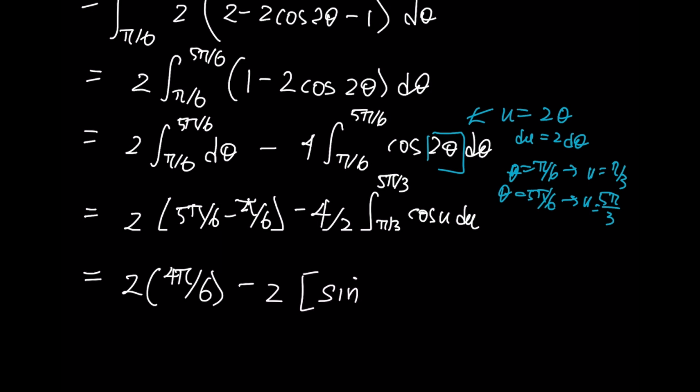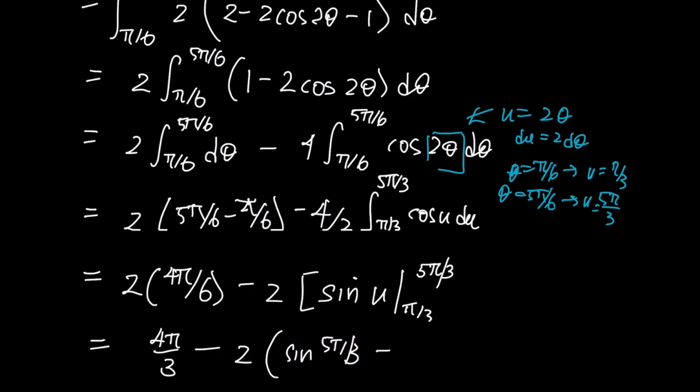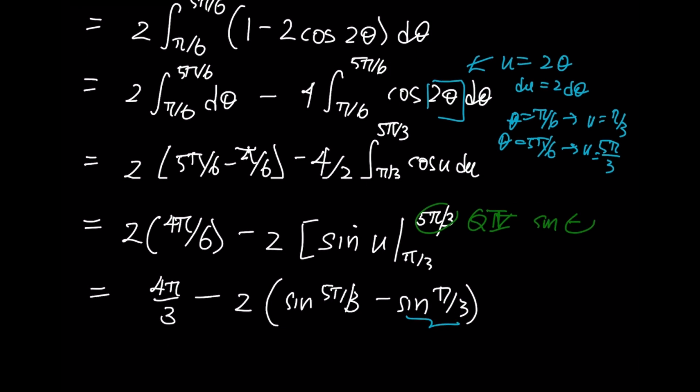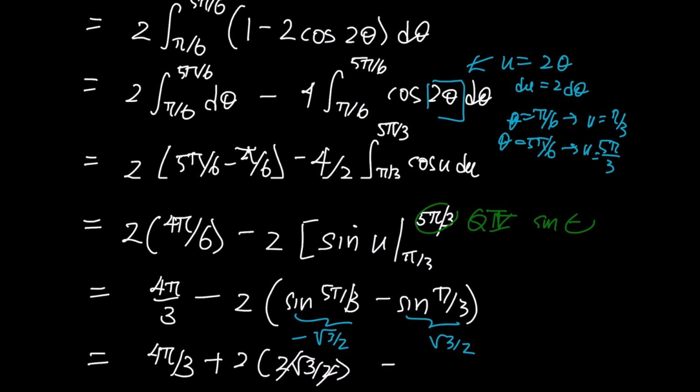The antiderivative of cos is sine. This will be 4 pi over 3, subtract 2 times sine of 5 pi over 3 minus the sine of pi over 3. 5 pi over 3 lives in quadrant 4, and so that means that the sine is a negative value. The reference angle gives root 3 over 2, so this would be negative root 3 over 2. This ends up giving me 4 pi over 3 plus 2 times 2 bunches of root 3 over 2. Those go away, so at the end of the day, this will be 4 pi over 3 plus 2 root 3.